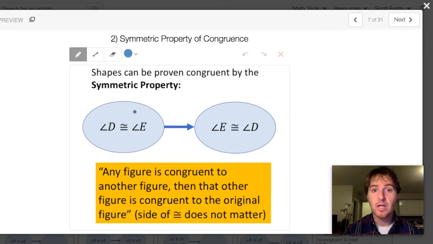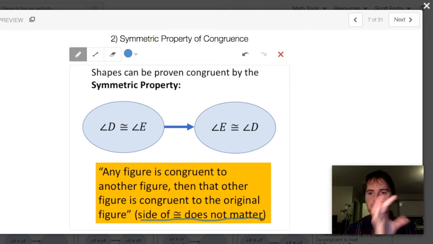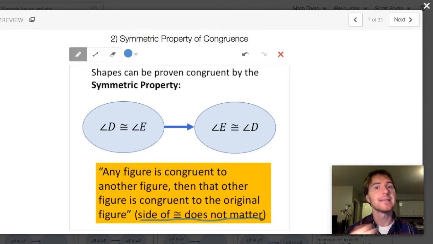Any figure congruent to another figure, well, that other figure has got to be congruent to the original figure we started talking about here. That's one way we can put it informally in words. But the way that most people remember it is that the side of where the things appear in a congruency statement does not matter at all.